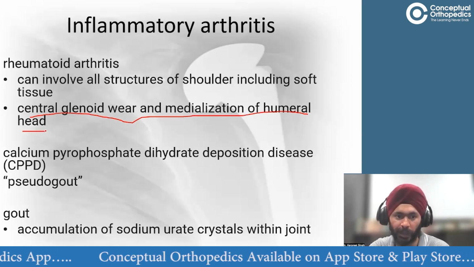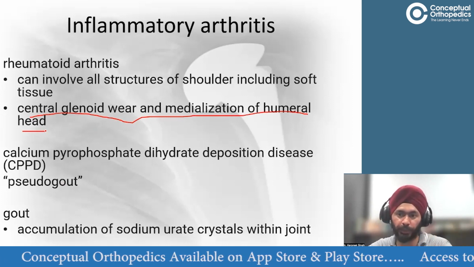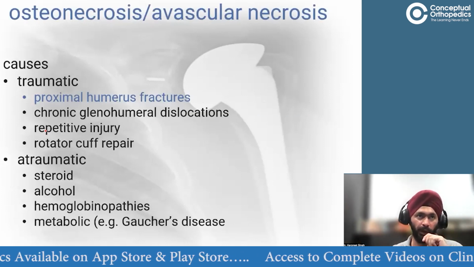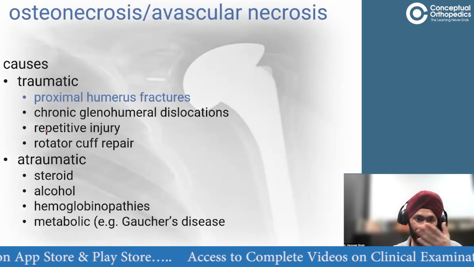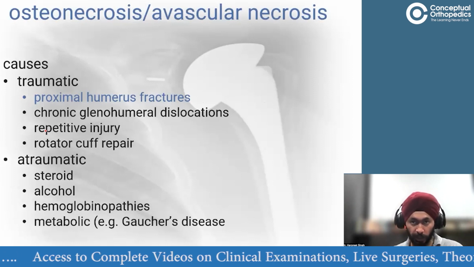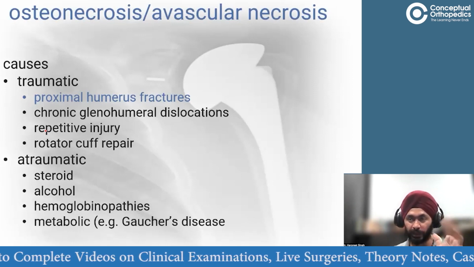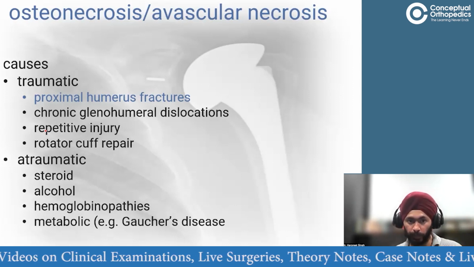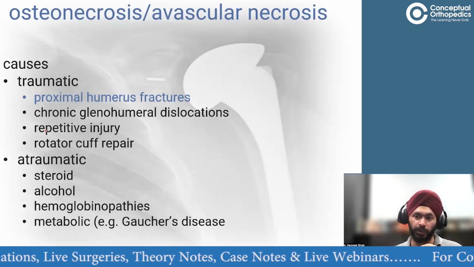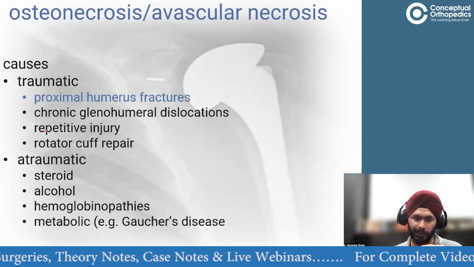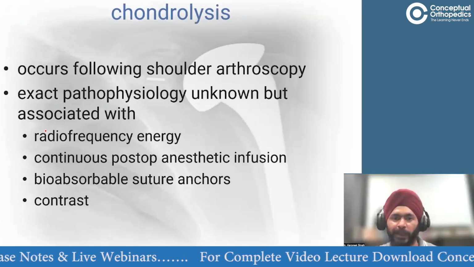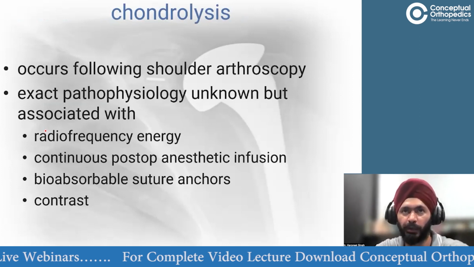So inflammatory arthritis like RA, pseudogout or gout can lead to arthritis of the shoulder. Another cause of arthritis is avascular necrosis, which can be post-traumatic, seen in 3-part and 4-part proximal humerus fractures, chronic, unreduced or neglected humeral dislocation, or even after repetitive injuries. It may be seen in atraumatic conditions like post-steroid use, metabolic diseases like Gaucher's, hemoglobinopathies, or high alcohol intake. So all these are various causes of arthritis of the shoulder.